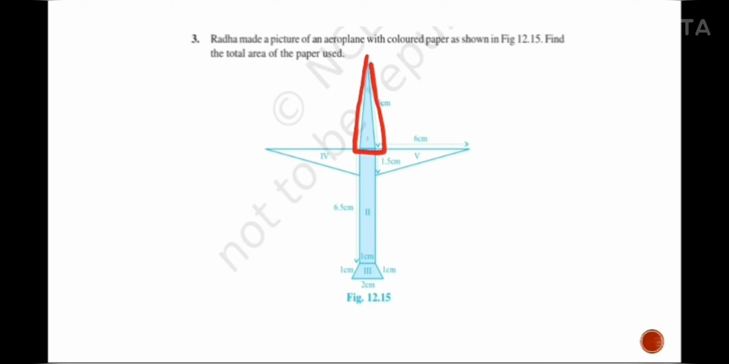If you zoom in, you can see the dimensions of this triangle are given. The side is 5 centimeter. And since this one is 1 centimeter, this length is also 1 centimeter. So in part number 1, this side is 1 centimeter, this side is 5 centimeter and this side is also 5 centimeter.